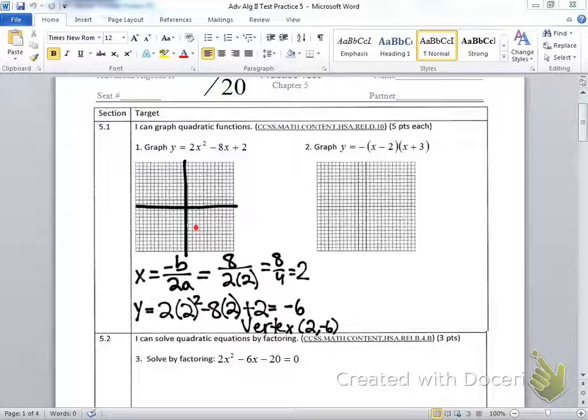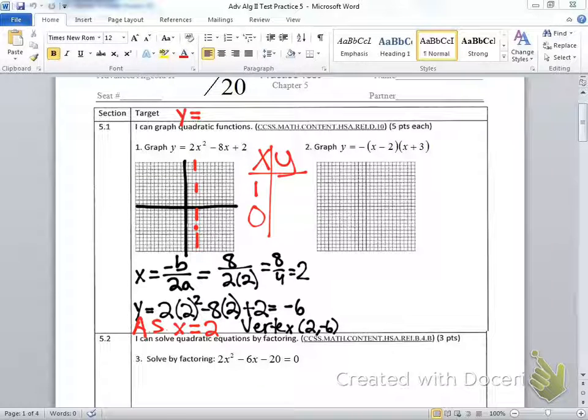Now, there are some things we know right away looking at this. Which way is it going to open, up or down? Up. Yes. Look at A. If A is positive, this will be opening up. If A is negative, it's going to be opening down. We also have something called the axis of symmetry. That is the vertical line through the vertex. So the line x equals 2. So this guy right here.